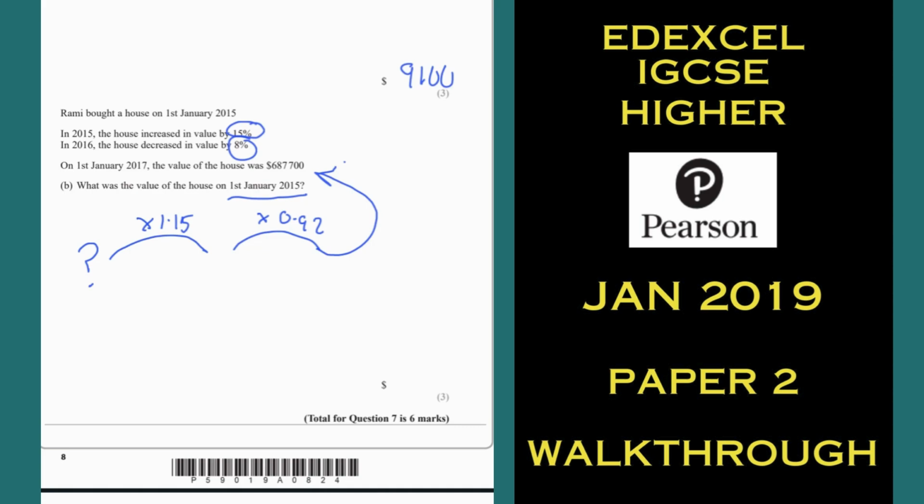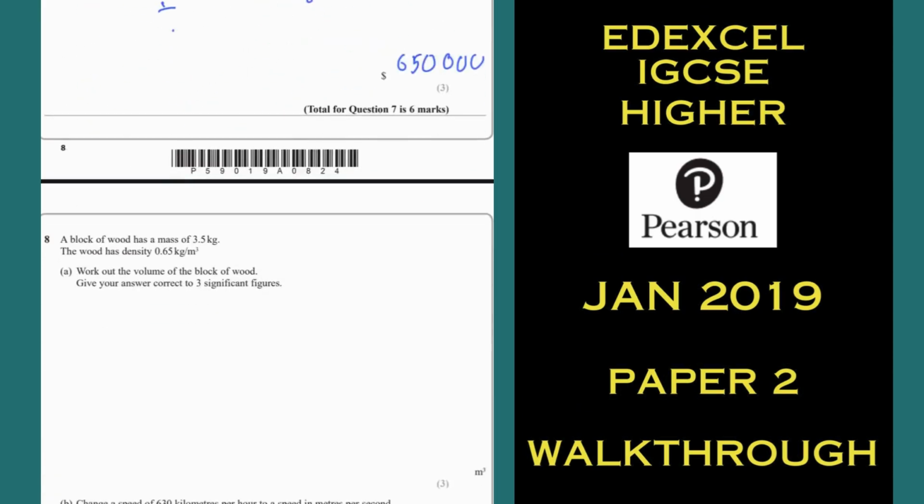Reverse the flow on your calc. Start with the 687,700 and divide by 0.92, then divide by 1.15, and you get the reassuringly nice round answer, 650 grand. Seems extremely reasonable for an answer. If it was a weird answer, you'd go, think I've done it wrong.